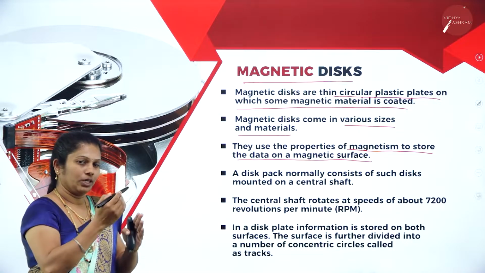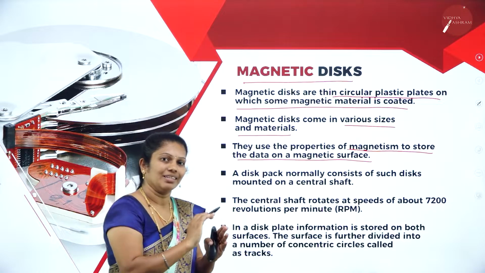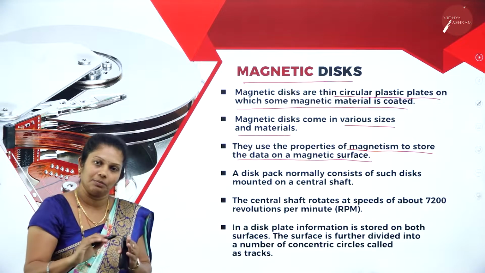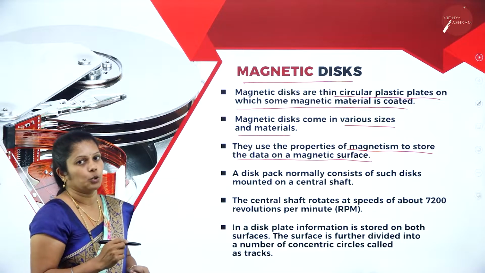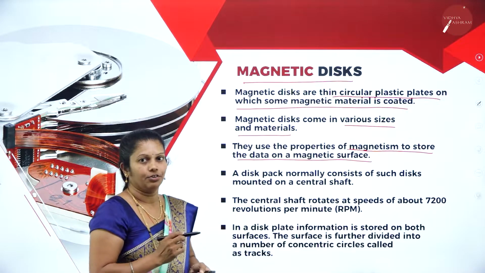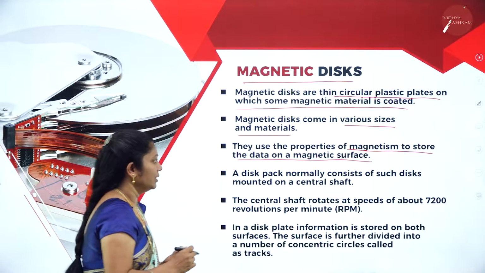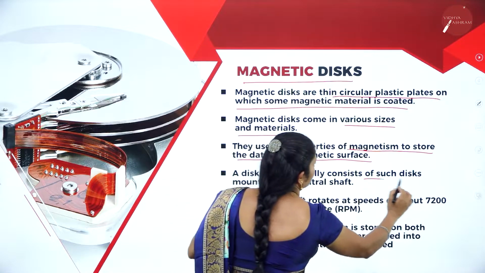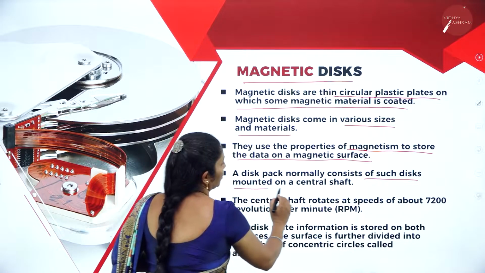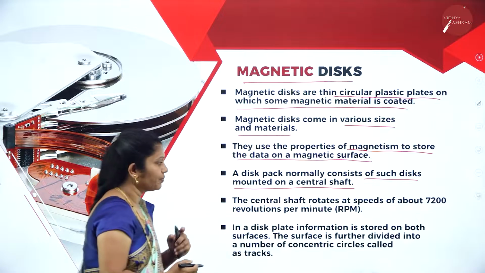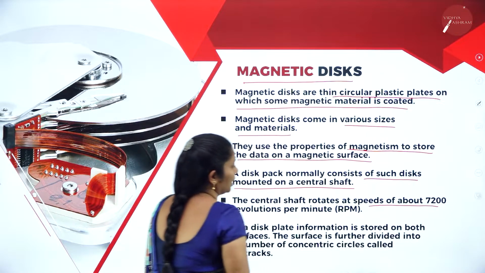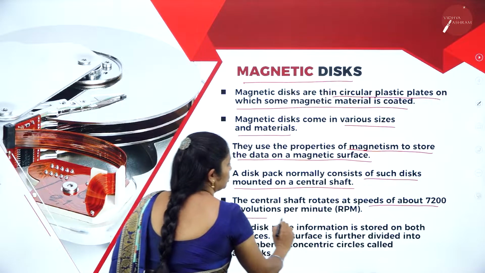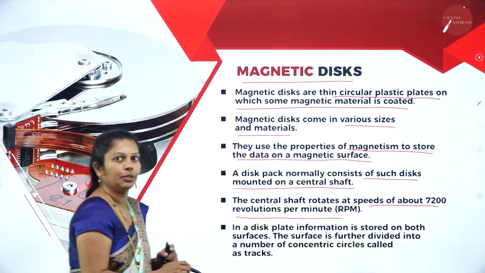On that plate, whatever plate we have, that plate is magnetized, coated with magnetic material. Above that, we can store the data permanently for future purposes. The disk pack normally consists of disks mounted on a central shaft, and the central shaft rotates at a speed of 7,200 revolutions per minute.